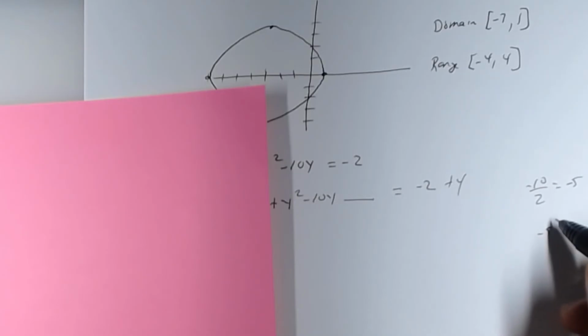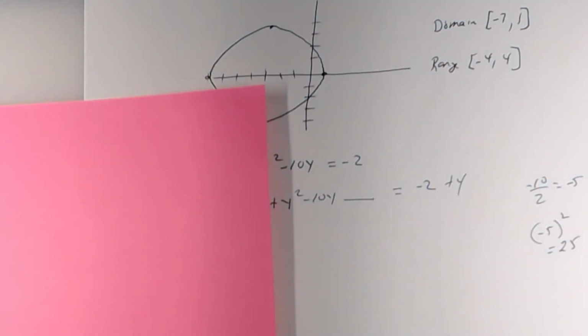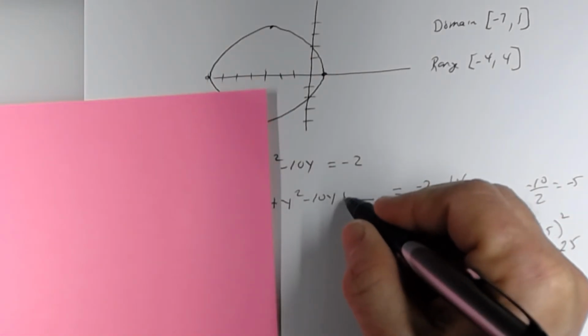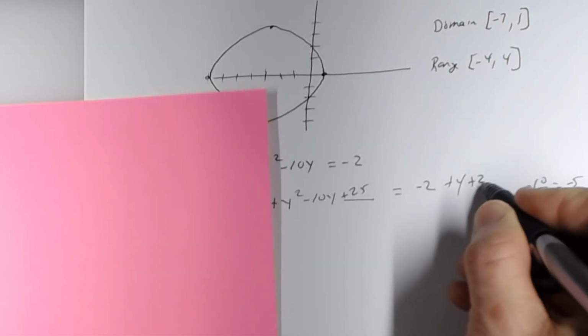Okay, what do I do to that negative 5 now? What do I get? 25. Right? Negative 5 squared is 25. Remember, when you square it, it had better always be positive. Then you add that to both sides, just like you did with quadratic equations. So I add 25 to both sides. What I do to one side, I do to the other.